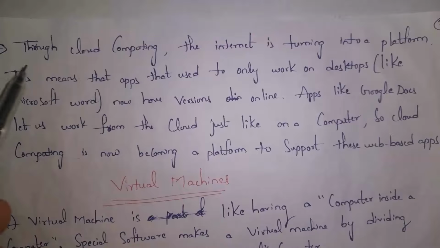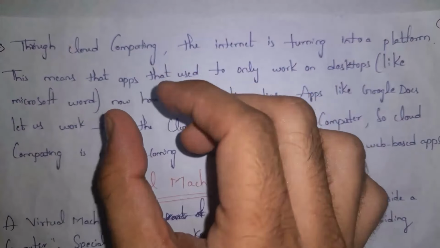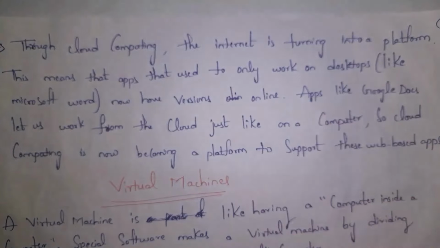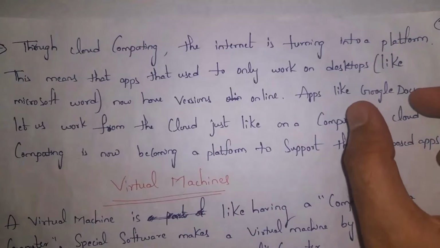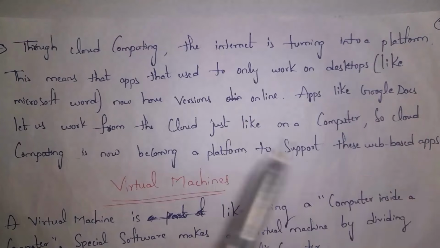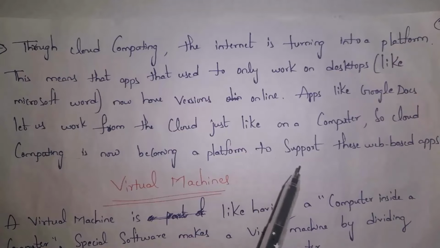Through cloud computing, the internet is turning into a platform. This means that software that works on the desktop now has online versions. For example, Google Docs is an online version of MS Office. So cloud computing is now becoming a platform to support various kinds of web-based applications.